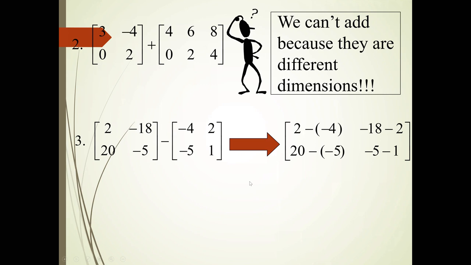All right. Now, our final answer would be 2 minus 4, which would be -2, minus 8 minus 2, which would be -10, minus 20 minus 5, which is minus 25, and minus 5 minus 1, which would be -6.